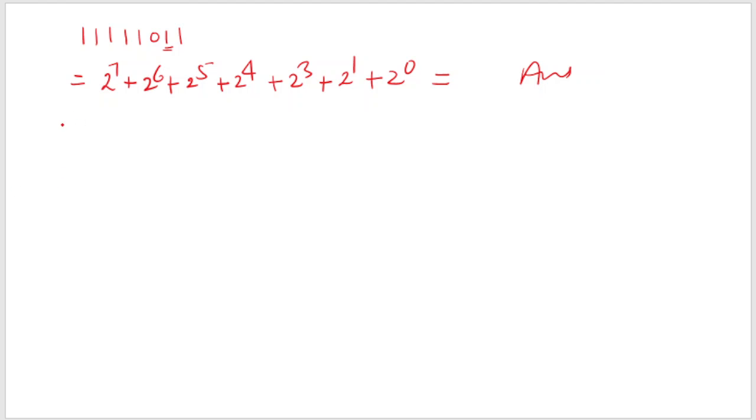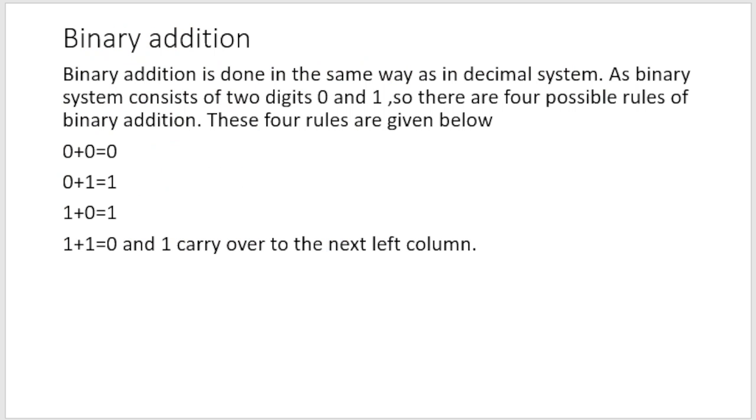So the homework that I want you to answer is: write the decimal representation of the number 1 0 0 0 0 1 1 1, that is the first one, and the second one is write the decimal representation of 0 0 1 0 0 1 1 1 1, right? So that you can answer.